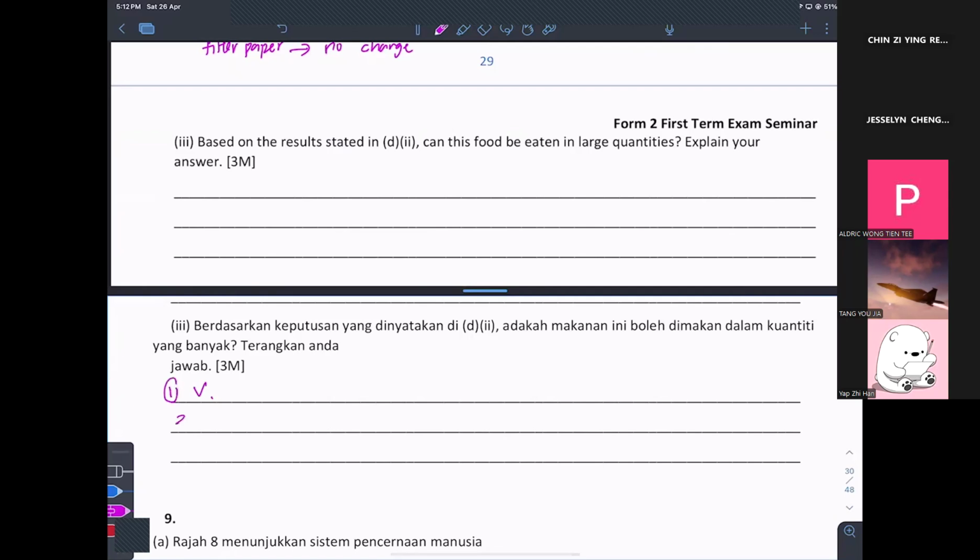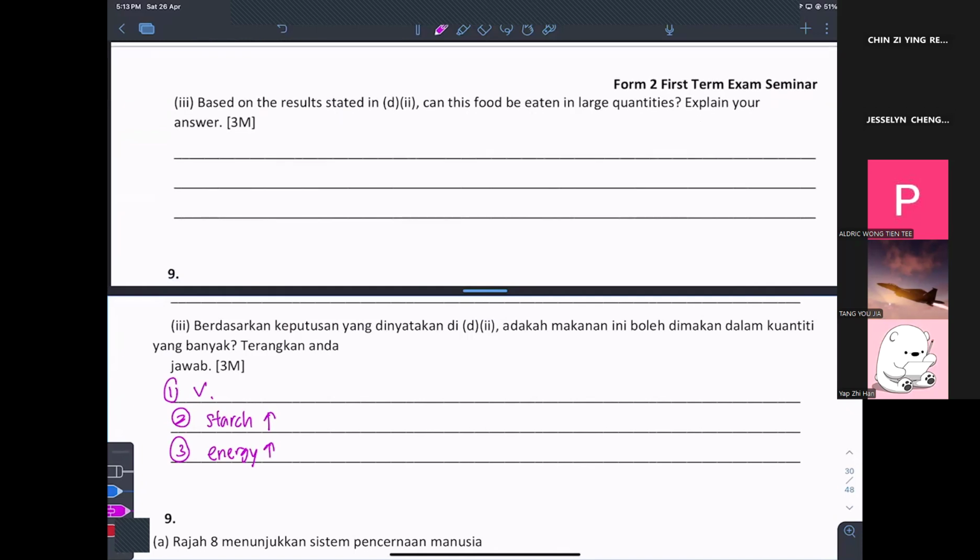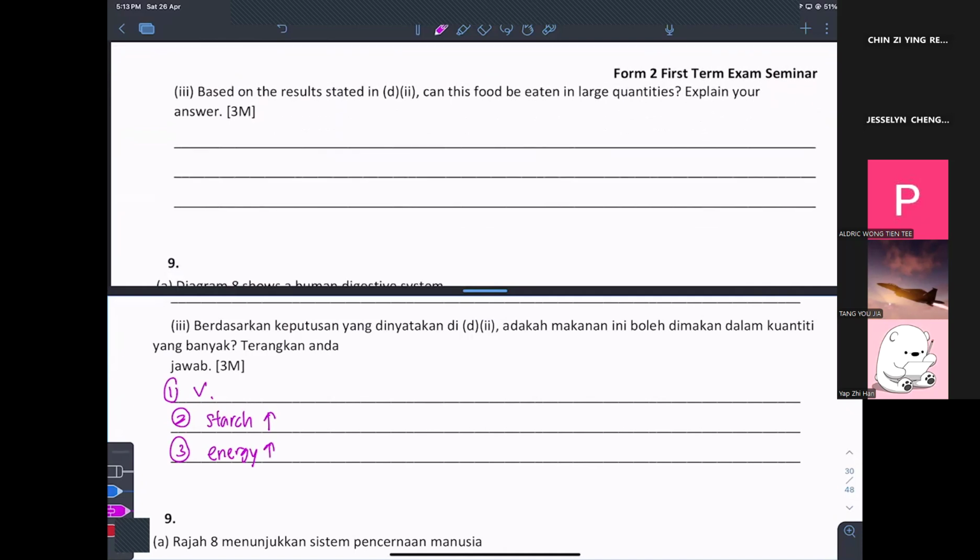You can say it is so rich in starch. It is so rich in starch, so eating more can give you more energy. Quite simple to answer. Just answer based on its own function. Yes, we can eat a lot because there is a lot of starch, then more energy.